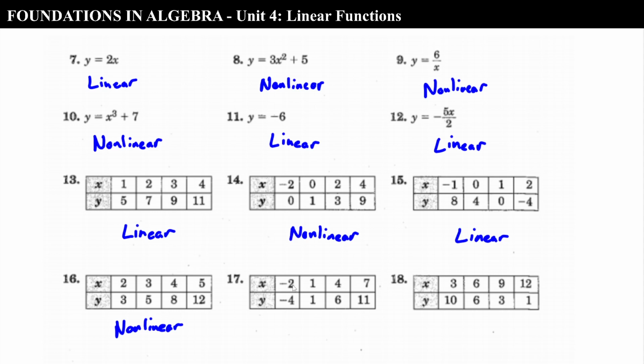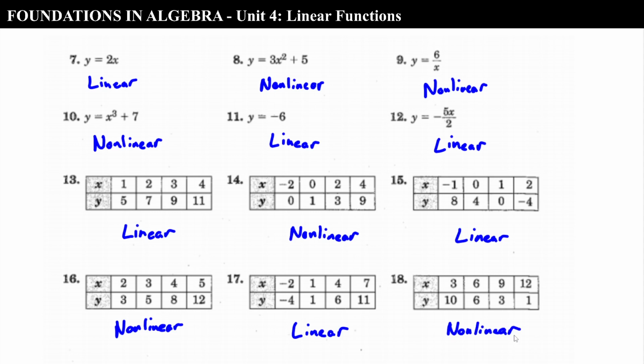All right, this one, -2 to 1 is a change of 3. 1 to 4 changes by 3. 4 to 7 changes by 3. So all these are 3. -4 to 1 is 5. 1 to 6 is 5. 6 to 11 is 5. So this one is linear. And then finally, 3 to 6 is 3. 6 to 9 is 3. 9 to 12 is 3. So all those are 3. This one goes down by 4. And then this one goes down by 3. This one goes down by 2. So that's not the same. So nonlinear.